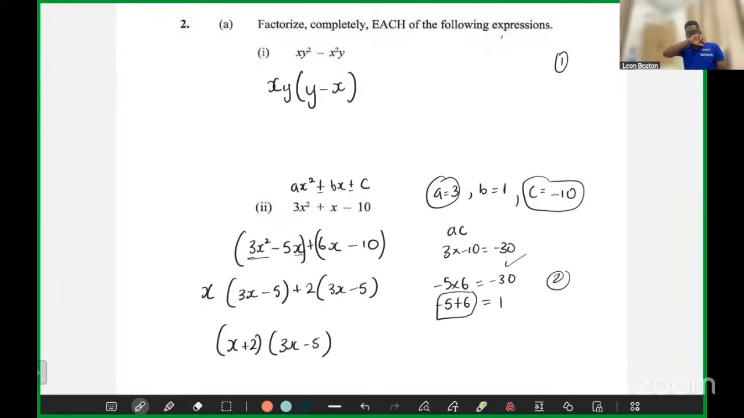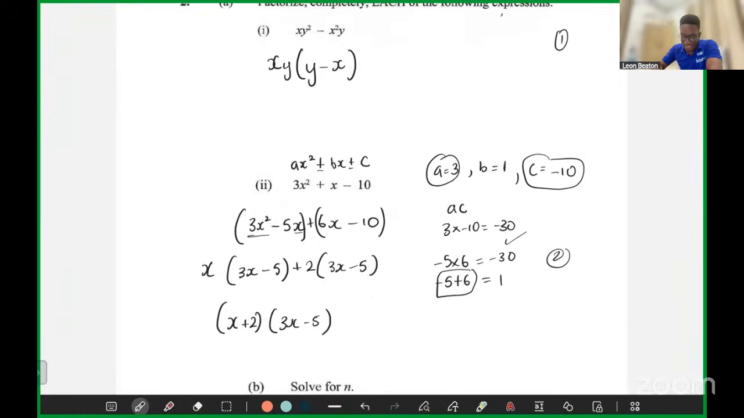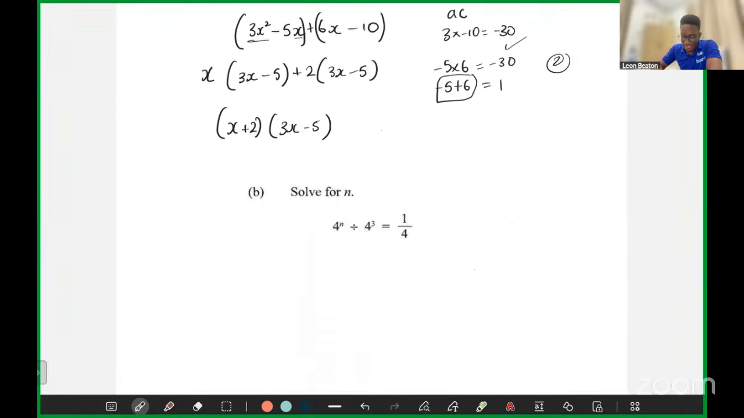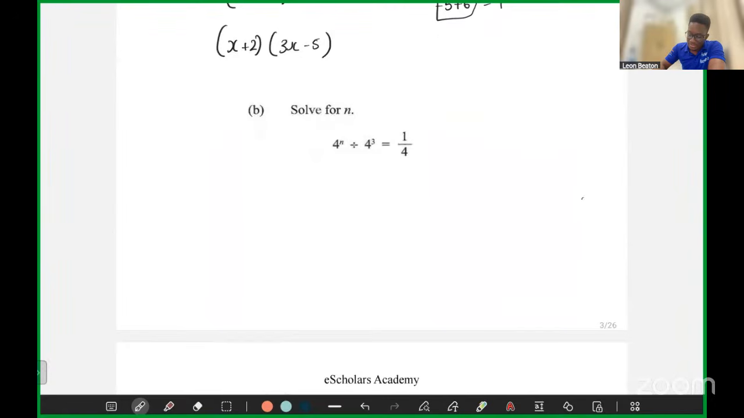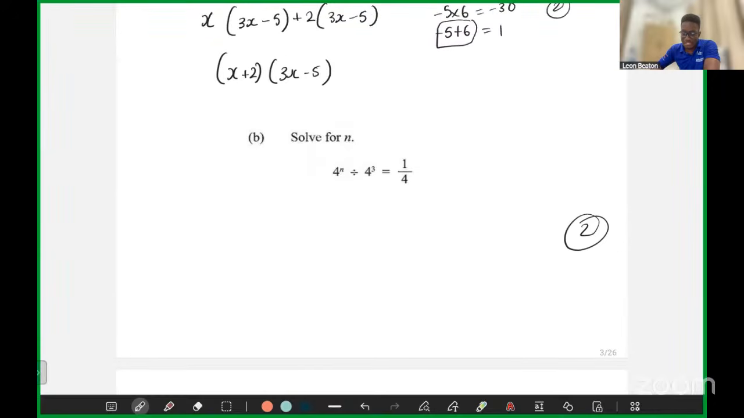Anyways, so let's go. So that is that answer. Nice and easy, 2 marks. So this one here, solve n. This probably goes for another 2 marks as well. This one here caused a lot of problems. I can remember this question. This caused a lot of problems with students. I don't know why, but a lot of students left this blank.